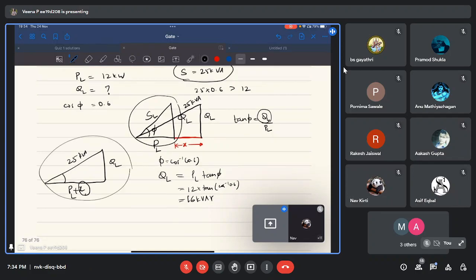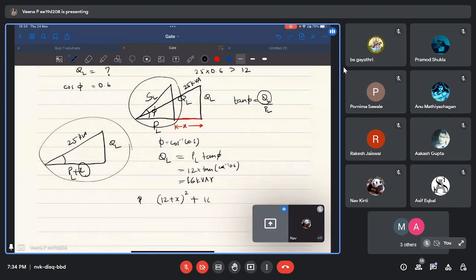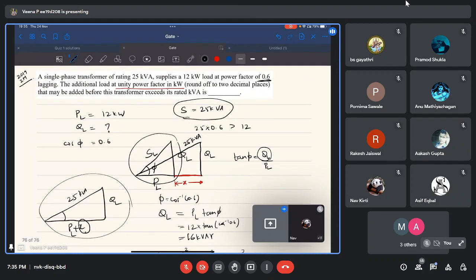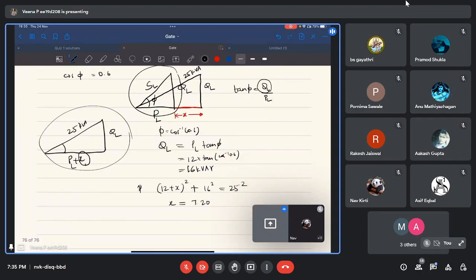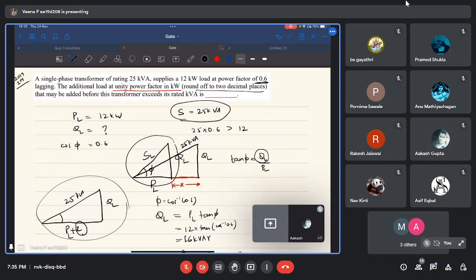So in the new power triangle, your PL is 12 plus X, the whole square, plus QL square, which is 16 square, equals 25 square. We just have to solve for X. It will come out to be 7.20. It is asked to round off to 2 decimal places. So 7.20 kilowatt. This is the answer. Is it clear? Yes, ma'am.